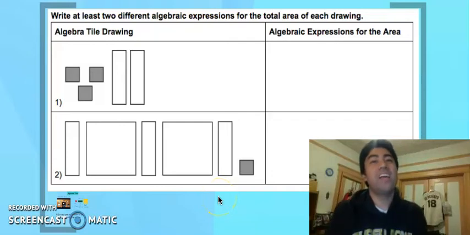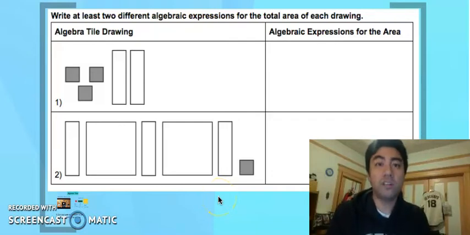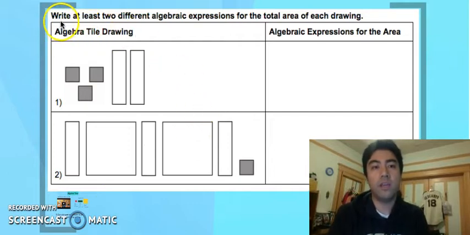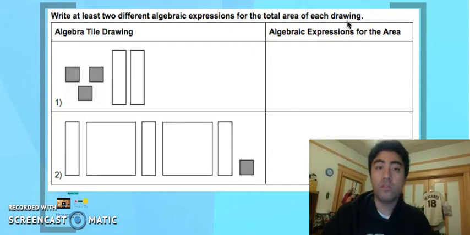All right, now we're going to use what we just learned about algebra tiles to find the total area for this drawing over here and to find the total area of this drawing over here. The instructions say write at least two different algebraic expressions for the total area of each drawing, okay? Now, in order to do this, we need to remember the areas of each of these tiles.